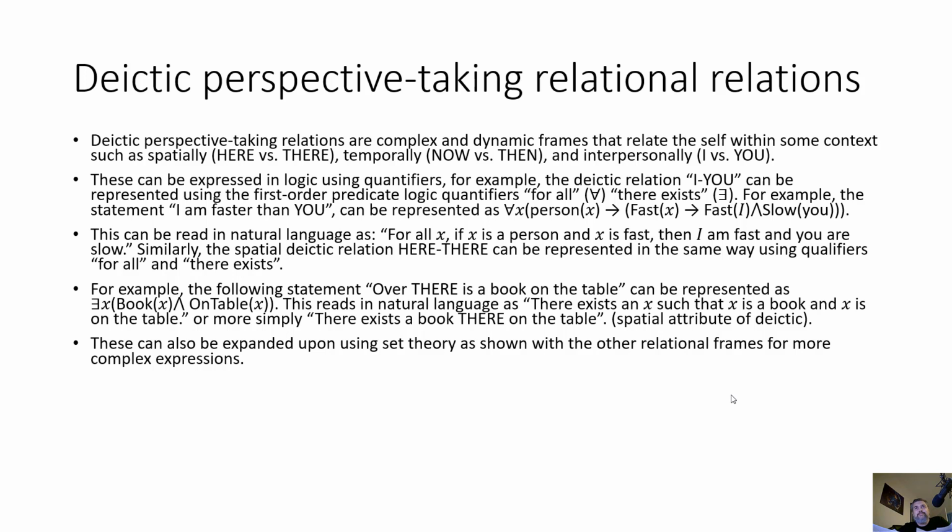I am faster than you. So the natural language way of saying it is I am faster than you. The predicate logic way of saying it has to be constructed in a way. It's basically saying there exists, for all X, persons X. So if you skim through it, this is just saying I am fast, you are slow. I am faster than you.